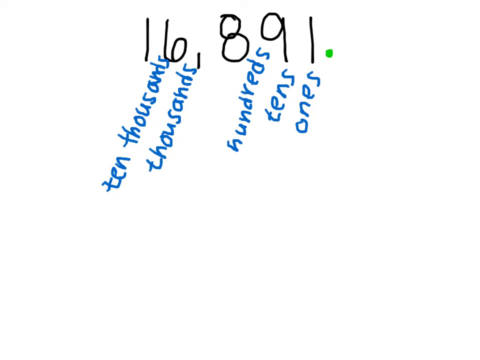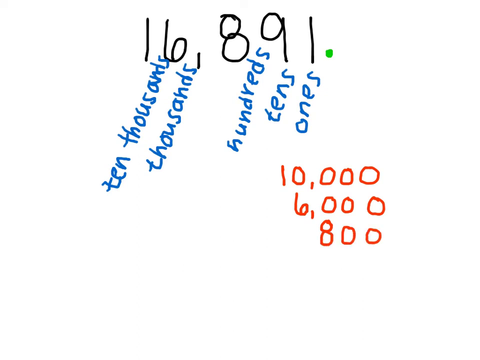I'm going to start with my largest number, which is going to be the 1 in the 10,000s place. And if it's 1 10,000, that's going to be worth 10,000. I have 6 thousands, which would be 6,000. I have 800s, which would be 800. I have 9 tens, which would be 90, and I have 1 one. I'm going to go ahead and add that up, and I would end up getting 16,891.